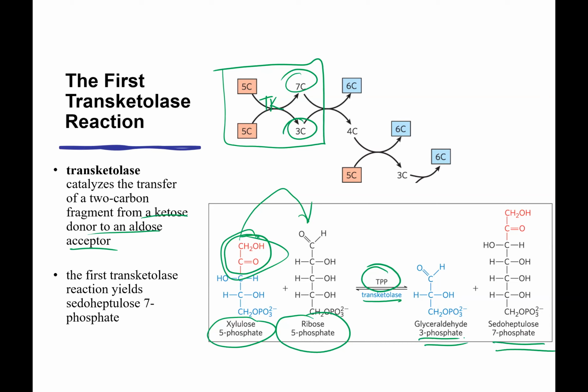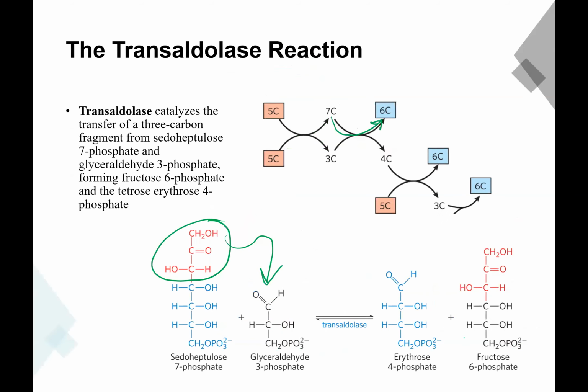It's really not that fundamentally complicated. I mean, it's a very complicated sequence of events, but what we're looking at right here is not complicated. We're taking a 2-carbon keto group here and we're giving it to an aldehyde. End of story. In the transaldolase reaction, we're taking a 3-carbon keto and we're giving it to glyceraldehyde 3-phosphate. So this is a similar reaction, right? We're taking keto and giving it to aldehyde, but it is not the same reaction and it is not the same enzyme.